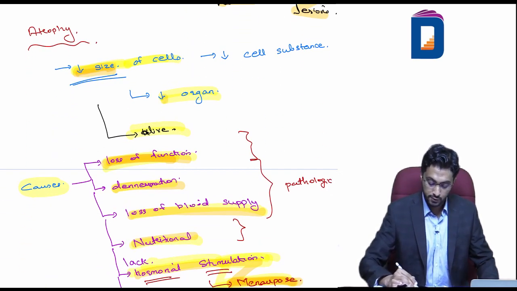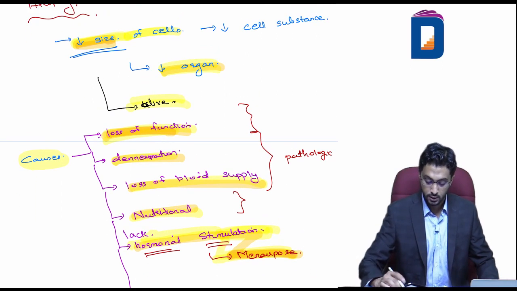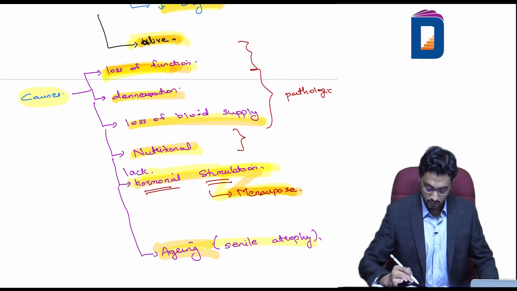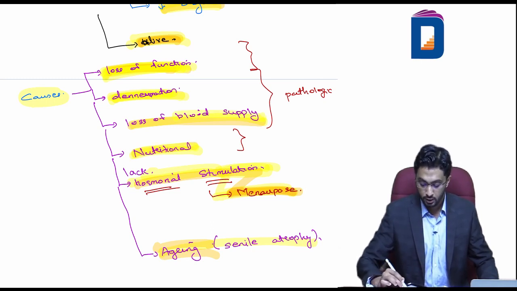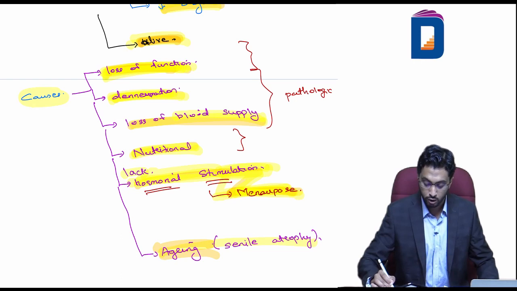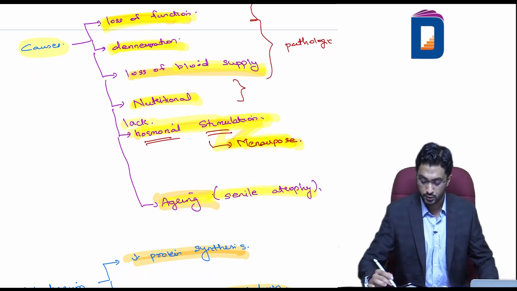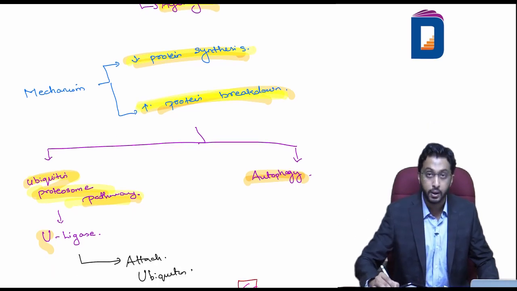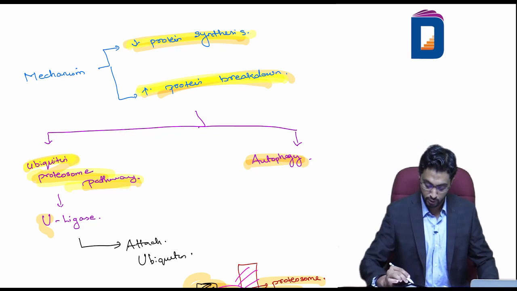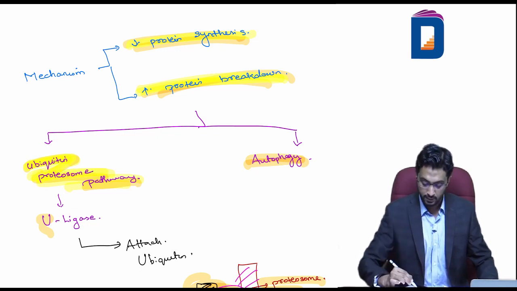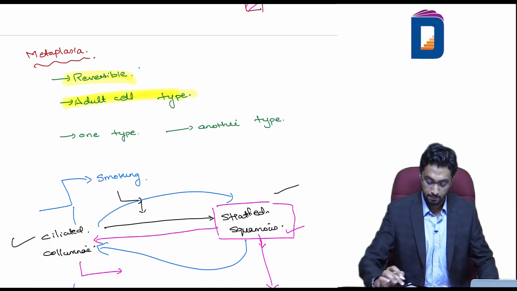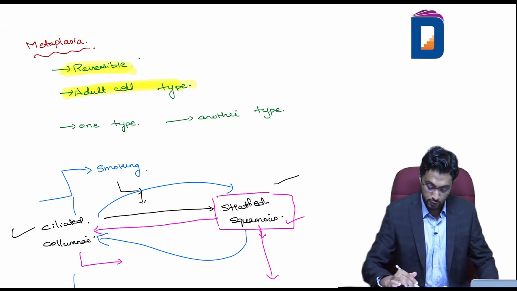Then atrophy is decrease in size of cell, thereby decrease in size of the organs, and the cells are alive when compared to apoptosis. The causes are loss of function, denervation, blood supply being affected, nutritional problems, or lack of hormonal stimulation, which is seen in menopause. It's physiologic. Aging is another physiologic response. Mechanism: decreased protein synthesis and increased protein breakdown. For the breakdown there is the ubiquitin proteasome pathway, and also a mechanism called autophagy.